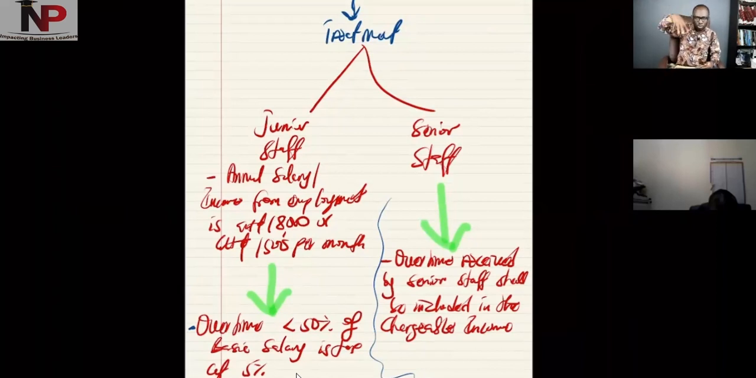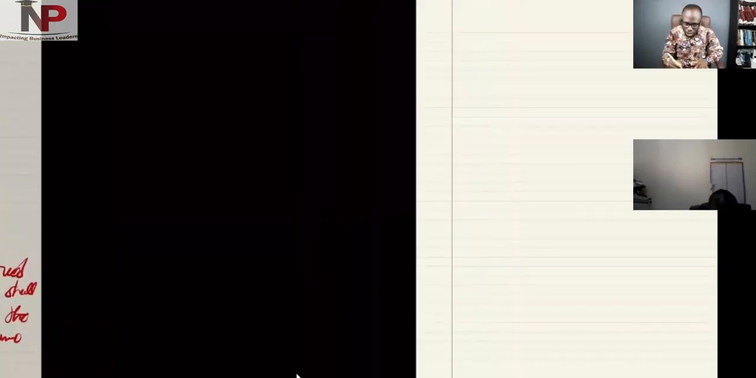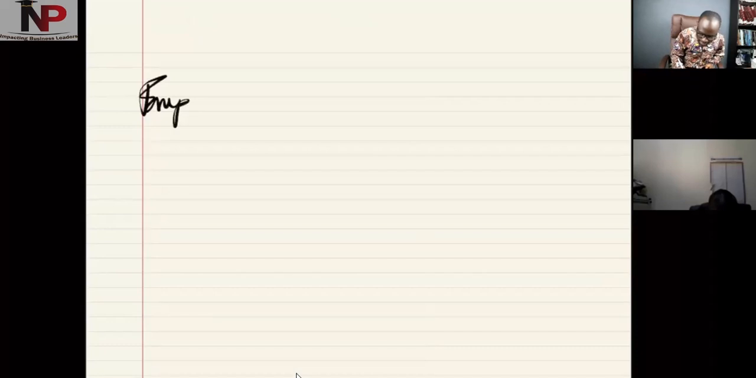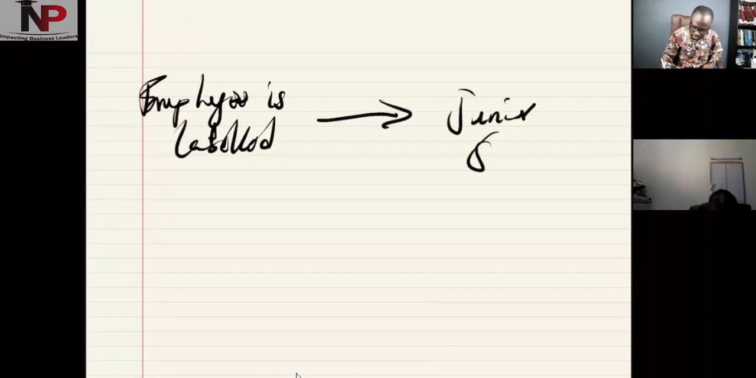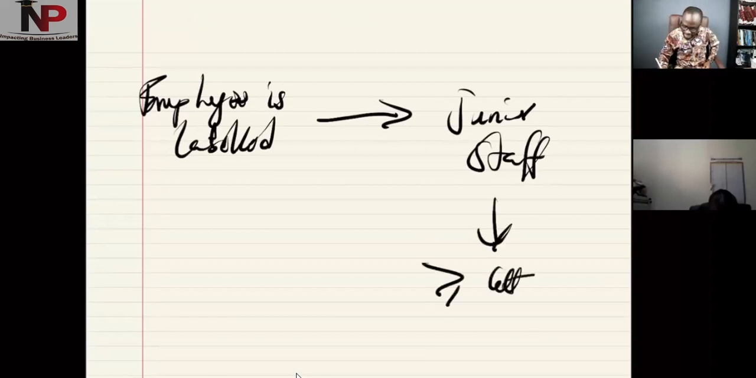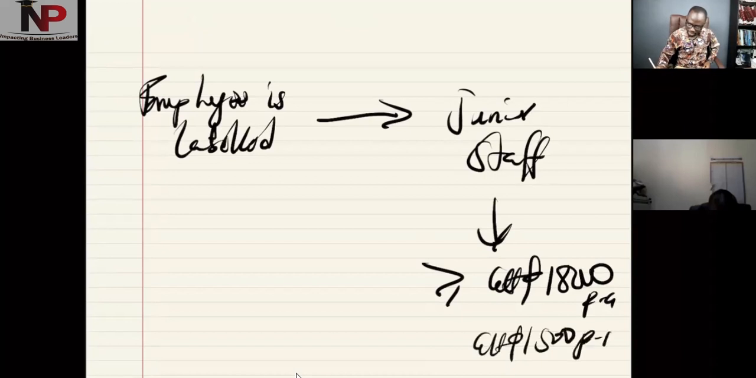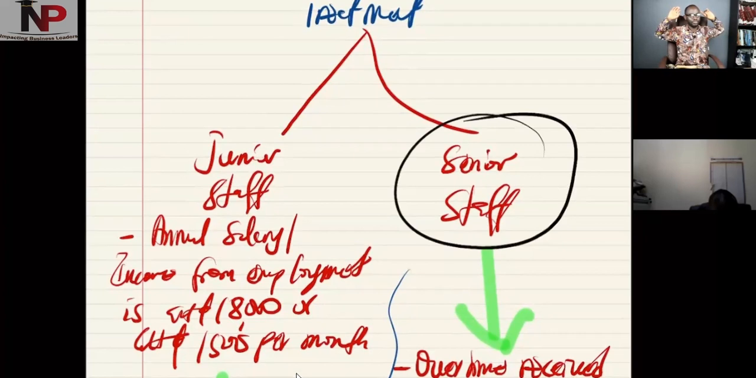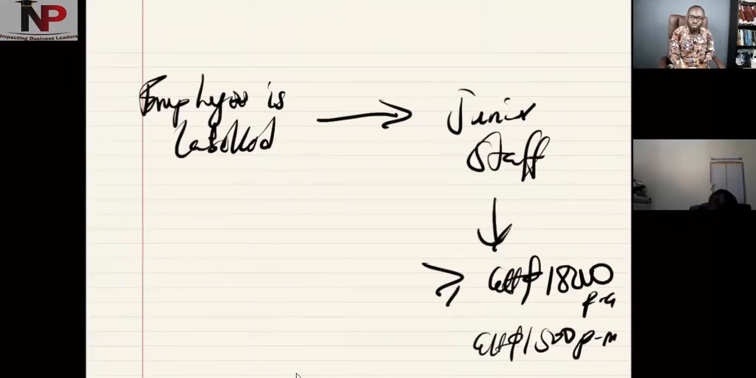If the employee is labeled by the entity as a junior staff, however, the person's salary exceeds 18,000 cedis a year, or 1,500 per month, that person's overtime shall be taxed as though the person is a senior staff. So the fact that you have the label of junior staff does not mean we'll tax you like a junior staff if your salary exceeds 18,000. It's like you are a senior person because you are receiving more money. That is one trick you need to understand.